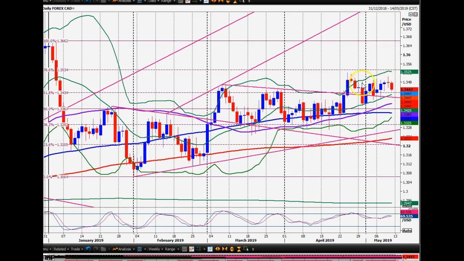US versus the Canadian remains messy. Not being able to hold any move in either direction, if you like that kind of market and you're scalping it, great. That's not for me.